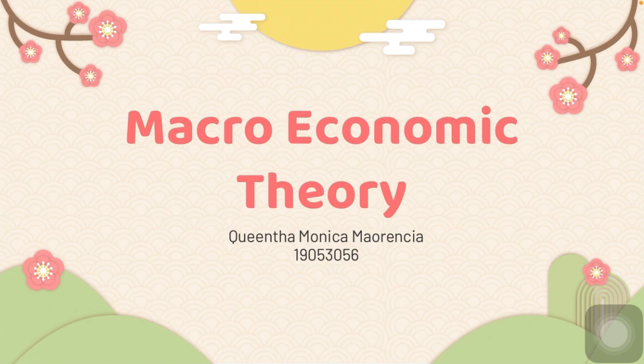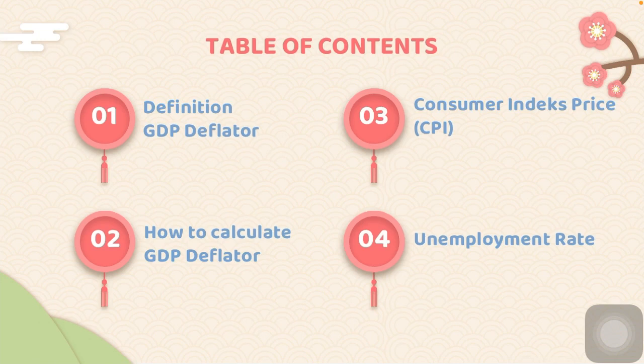I will explain material about macroeconomic theory. First is the definition of GDP deflator. The second is how to calculate the GDP deflator. The third is the Consumer Price Index, or CPI. And the last is the unemployment rate.